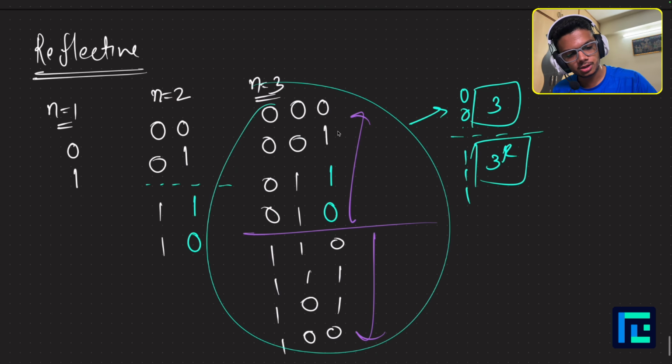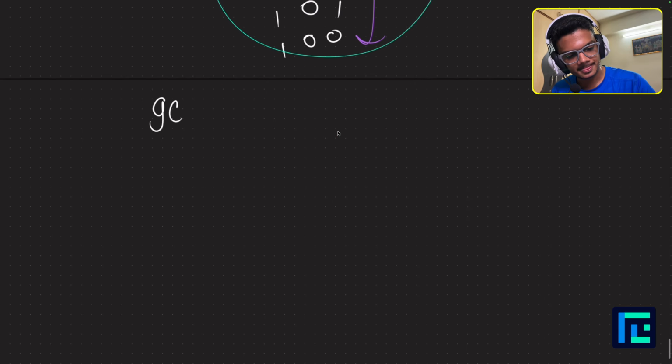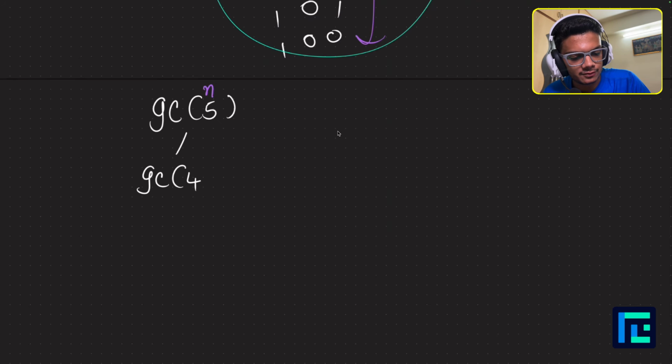So if someone asks you for a gray code of size, let's say, n equals 5, what do you need? You actually don't need to think very smartly. What you can say is this: you generate me a gray code of size 4, that is, a gray code of size n minus 1.